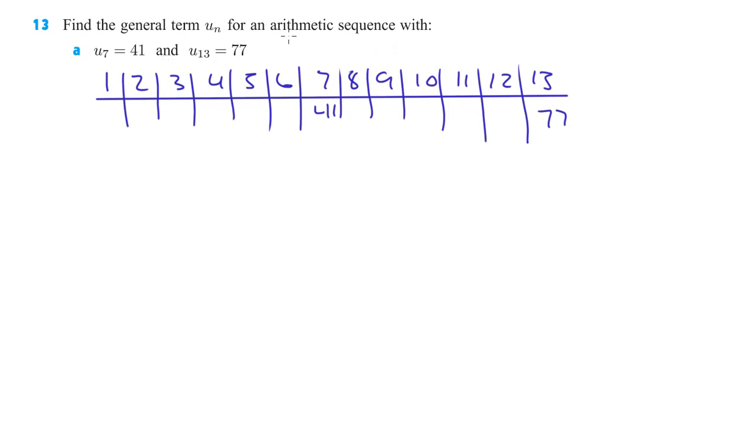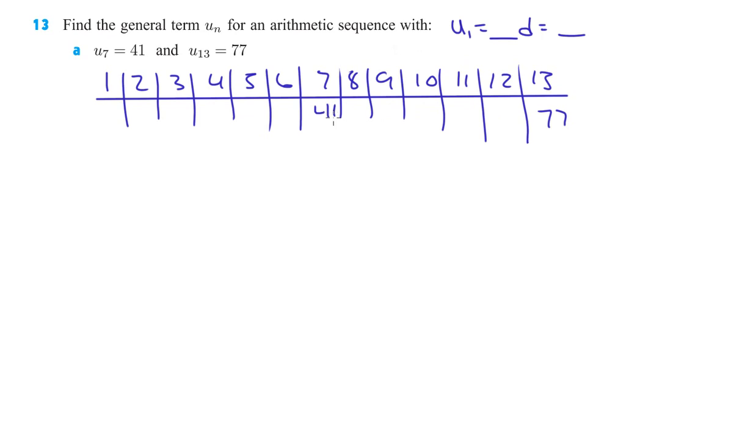In order to come up with our general term, we always need two things. We need the first term, and we also need the common difference. Right now we don't know what either of those are. We don't have the first term or the common difference. But by making this chart, here's what I do.